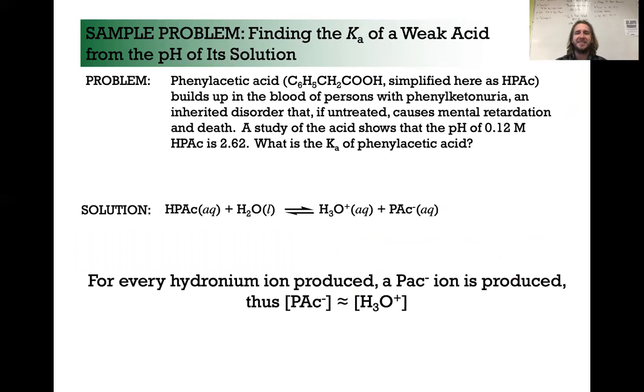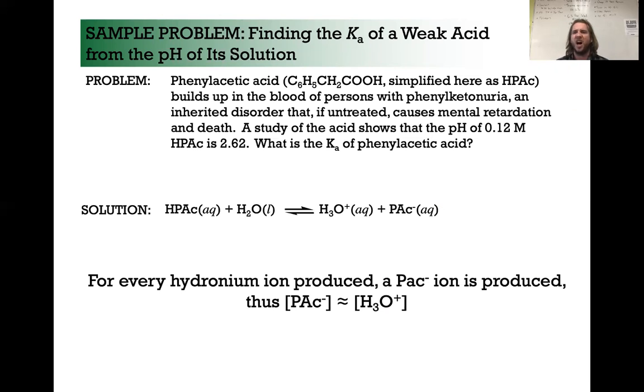So phenylacetic acid, which is this big old molecule, we can abbreviate it, builds up in the blood of a person with phenylketonuria, an inherited disorder that, if untreated, causes mental retardation and death. A study of this acid shows that a 0.12 molar solution has a pH of 2.62, and we had an initial concentration of 0.12 molar. What is the Ka of phenylacetic acid?